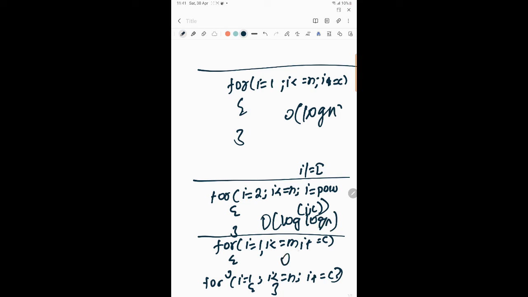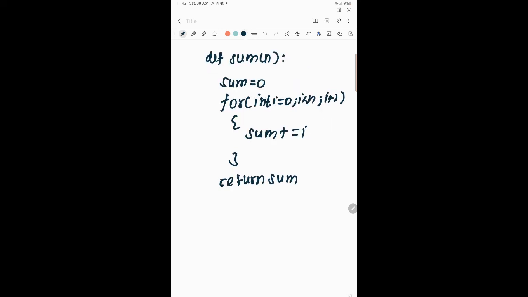And this is actually O of m plus O of n. It's a sum function that takes a variable n as a parameter and finds the sum of n natural numbers. We run a loop from 0 till n, and we increment the counter variable by 1, and finally we add the value of i to the sum, and we return the sum. The time complexity will be O of n.